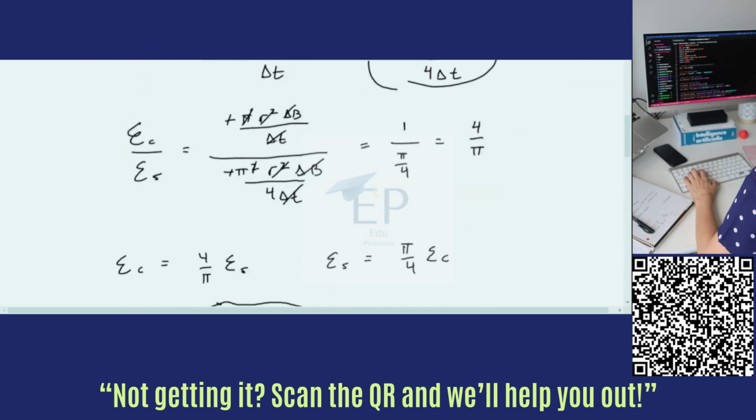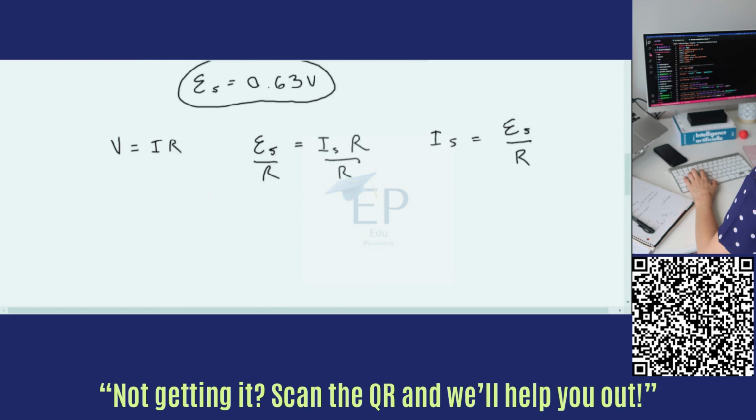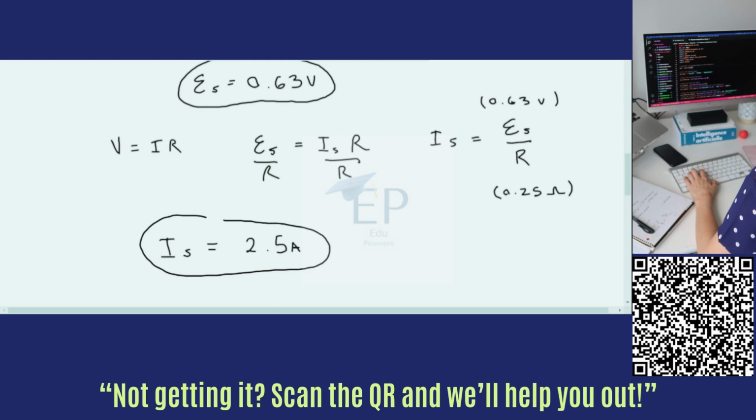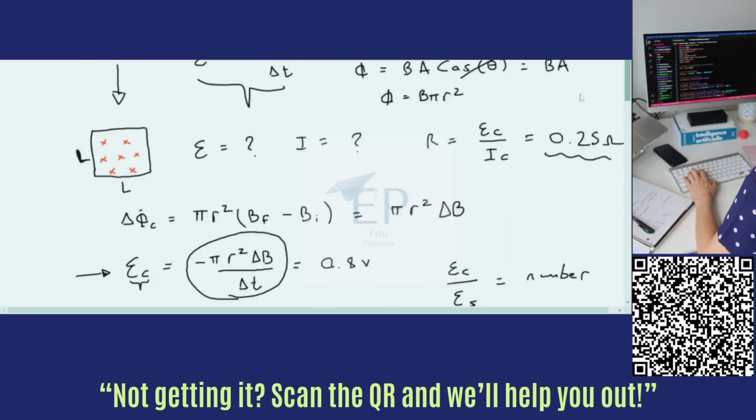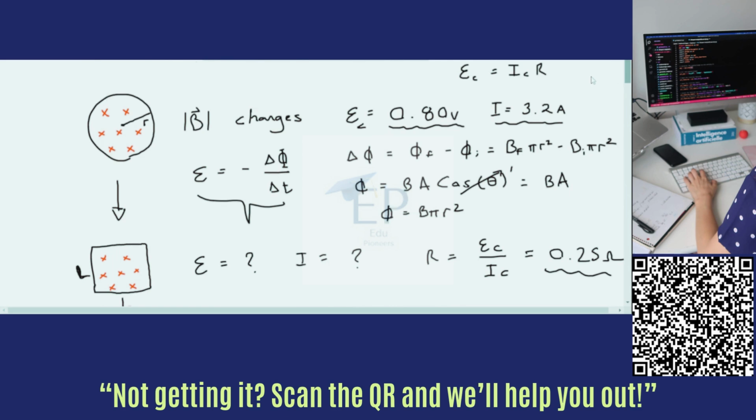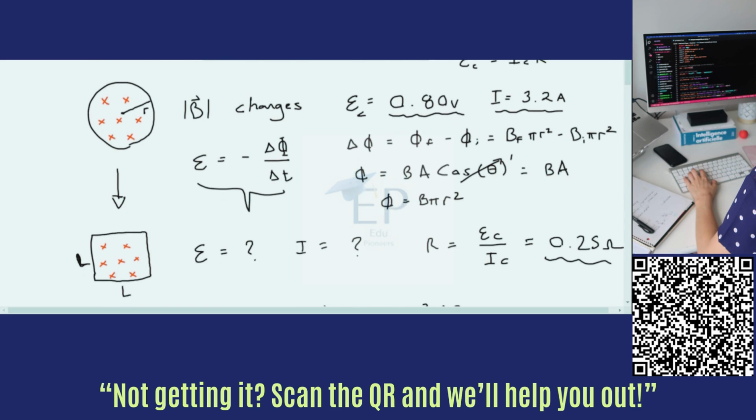So now, all we have to do is plug in our 0.25 ohms here. And we have our EMF, 0.63 volts. So we just divide those two numbers, and we will get that the new current is going to be 2.5 amps. So there you have it. That's how we determined the induced EMF and induced current of a square loop that was deformed from a circular loop when we started off by knowing the original EMF and induced current.